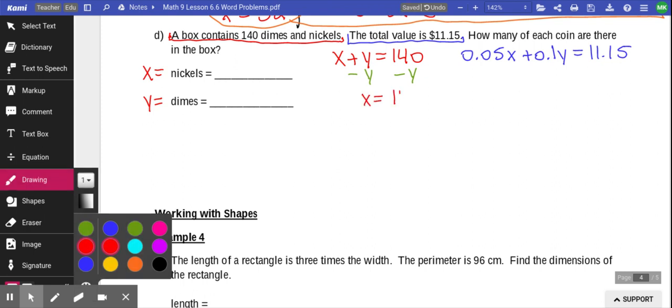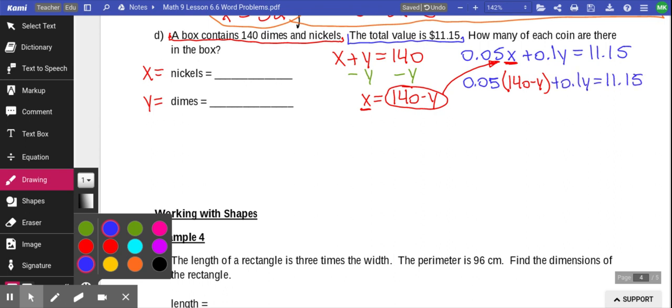So I now have x equals 140 minus y. And then I can do my substitution. So if this x is equal to 140 minus y, then this x should equal 140 minus y. So I'm going to substitute 140 minus y into there. When I do that, I use brackets. So this becomes 0.05, and then in brackets, 140 minus y. Then I have plus 0.1y equals 11.15.